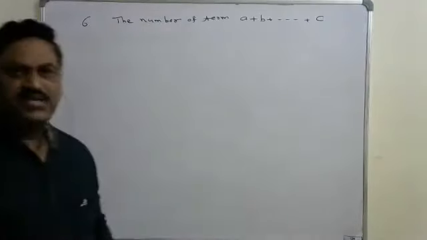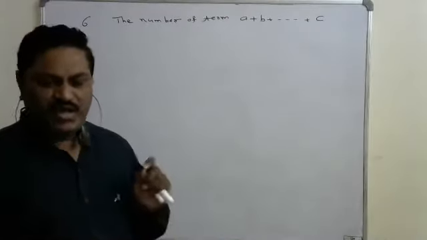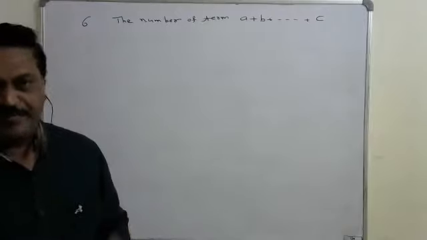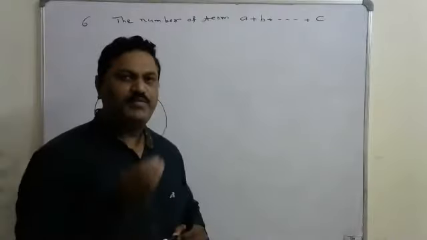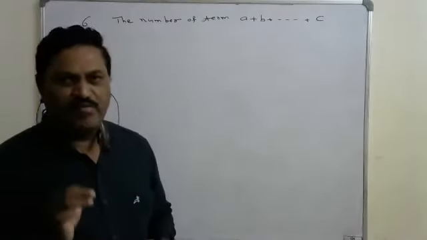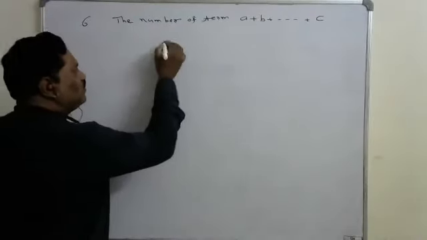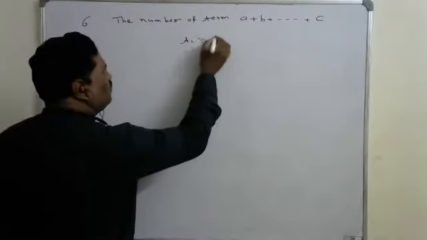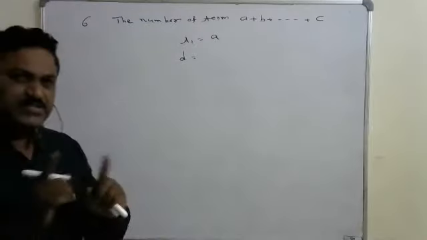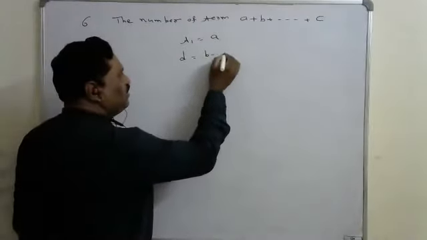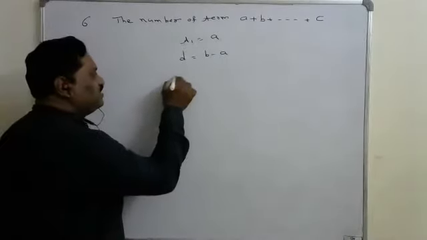This is the sequence A, B, and so on up to C. They have given that this is an AP sequence, and we have to find how many terms will be there. To find the number of terms, what is the first term? T1 is equal to A, and the common difference, second term minus first term, is B minus A. The last term is given, that is the nth term.